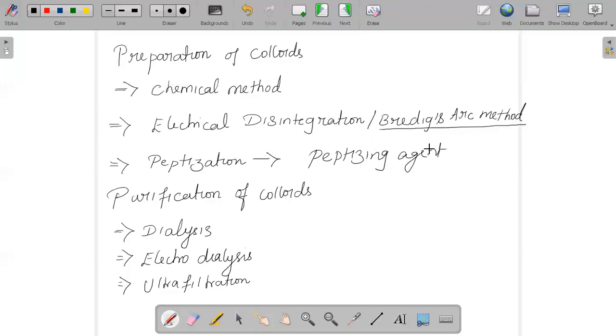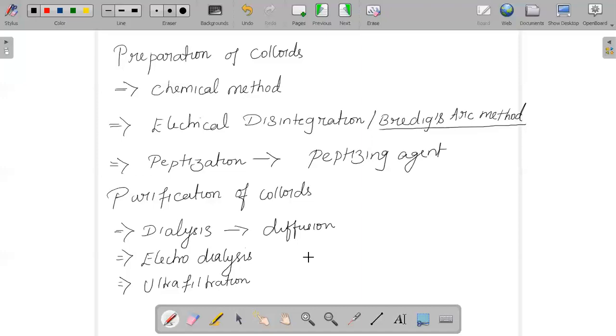But there are also different methods used to purify colloids. The process used for reducing the amount of impurities to a required minimum is called purification of colloids. Some useful methods are, first, dialysis. Dialysis is a process of separating the particles of a colloid by means of diffusion through a suitable membrane.